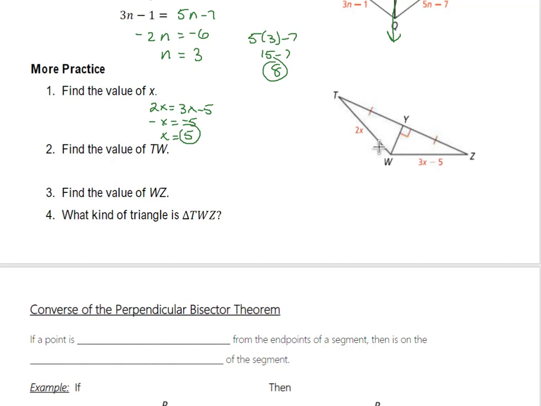Find the value of TW. Since x is 5, TW is going to be 2 times 5, which is 10. Find the value of WZ. WZ is 3 times x minus 5, but x is 5, so we have 3 times 5 take away 5, 15 take away 5, which comes out to be 10. And we see that WZ and TW are the same. What kind of triangle is TWZ? It's an isosceles triangle because it has those two congruent sides.